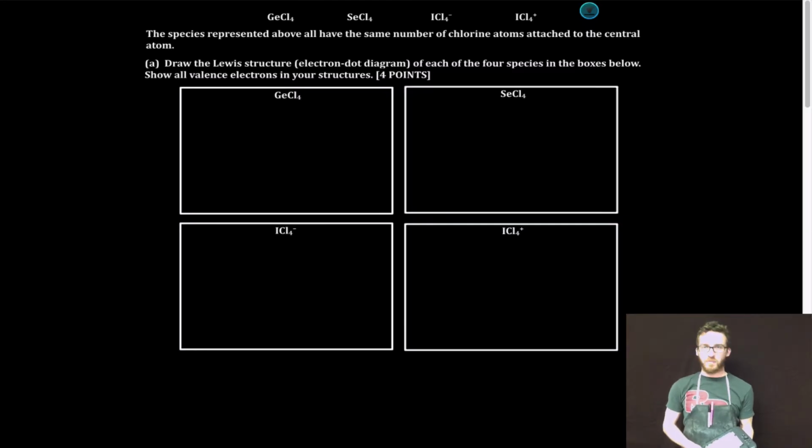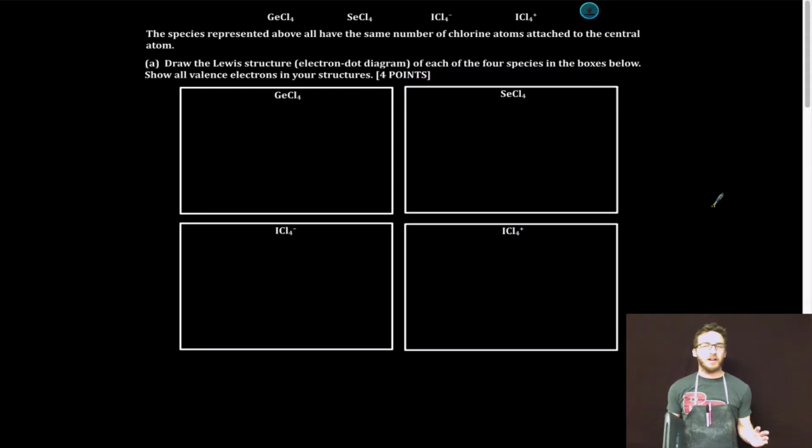The species represented above all have the same number of chlorine atoms attached to the central atom. 4. Part A. Draw the Lewis structure, electron dot diagram, of each of the 4 species in the boxes below. Show all valence electrons in your structures.